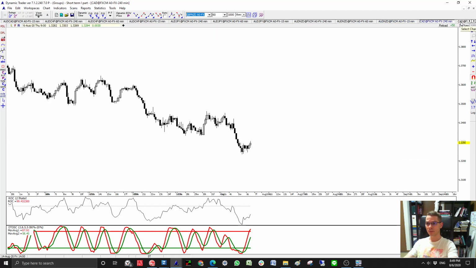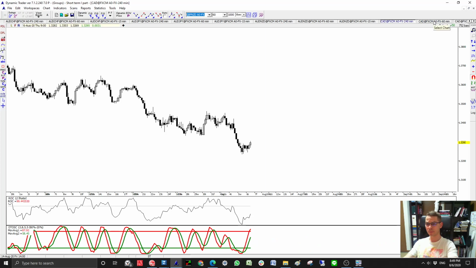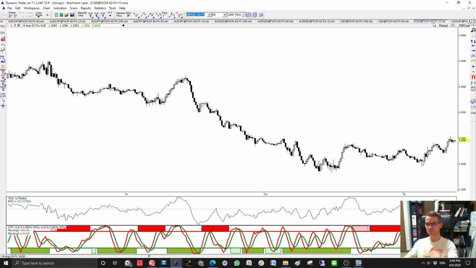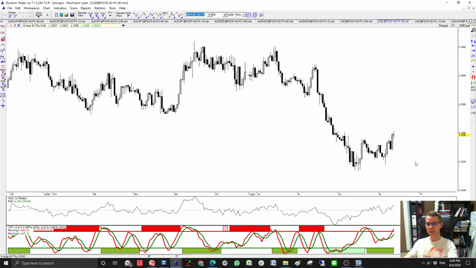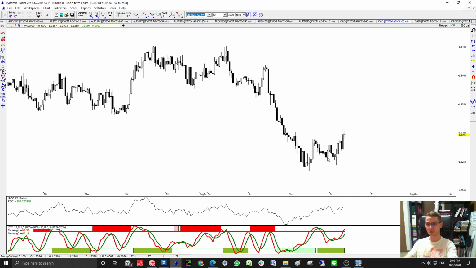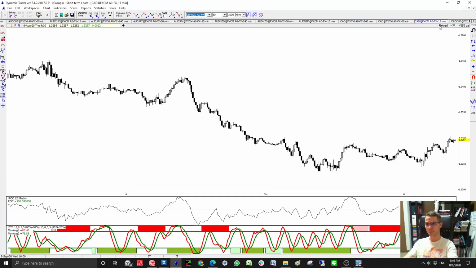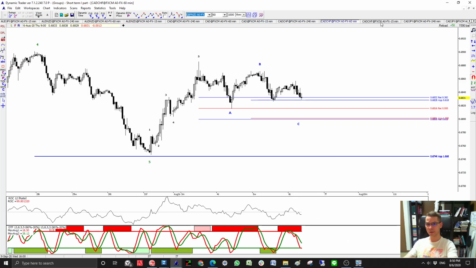CAD USD. Correcting right now. Might see something later on building on this correction, but again, I need a reversal on the higher time frame. So we'll see. What's CAD Swiss franc?